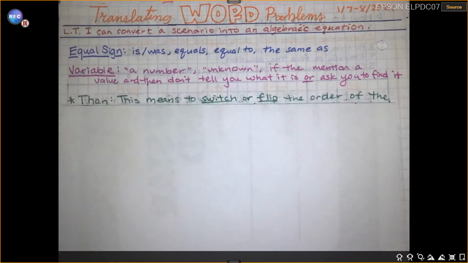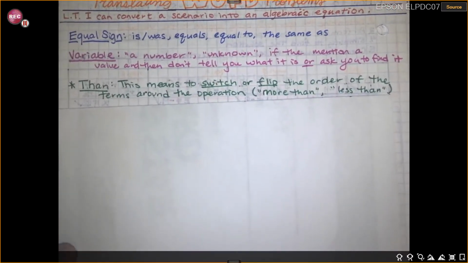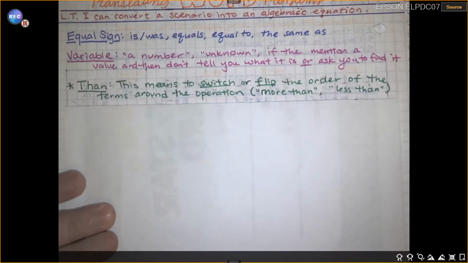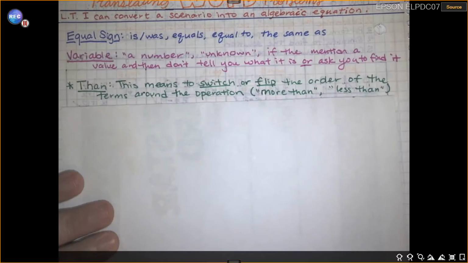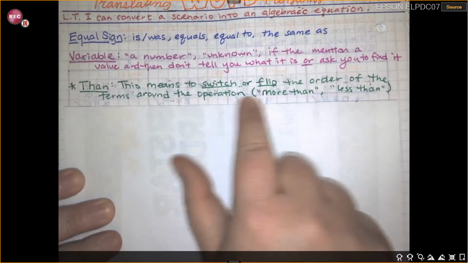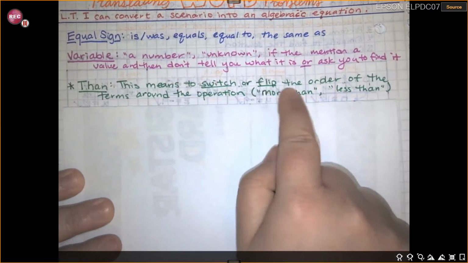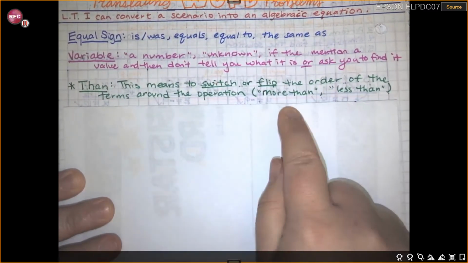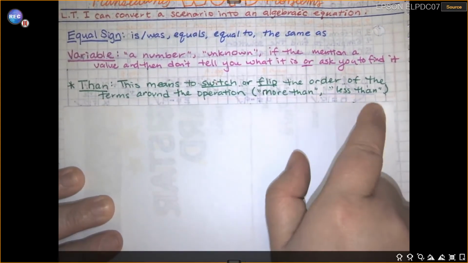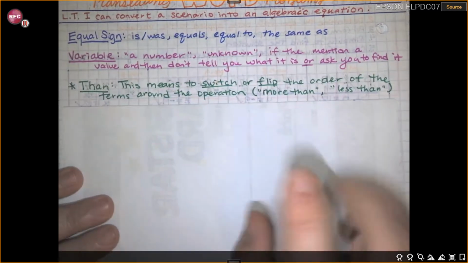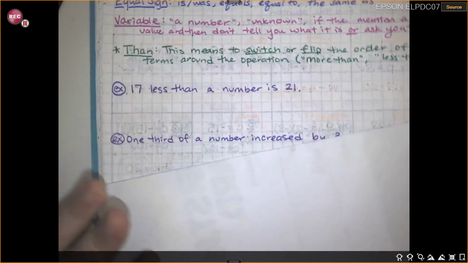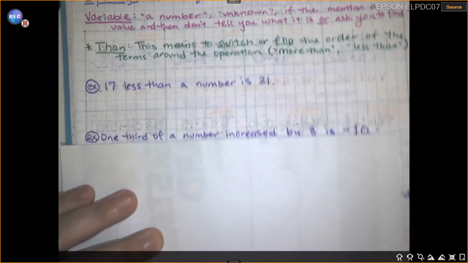And then lastly, this one's probably the newest. Than, in this specific context, means to switch or flip the order of the terms around the operation. Now that sounds really confusing, but once I show you, you'll be like, oh, that makes sense. So this is really important. It means to switch or flip the order of the terms around the operation. So most likely for now, it's just going to be used as more than or less than. And that than means to flip or switch. Okay? So then what I have is just some examples for us to go through.